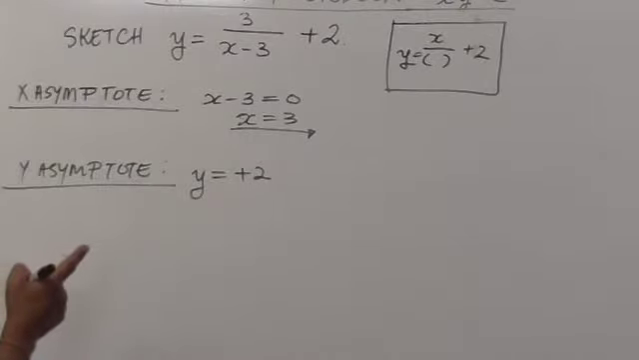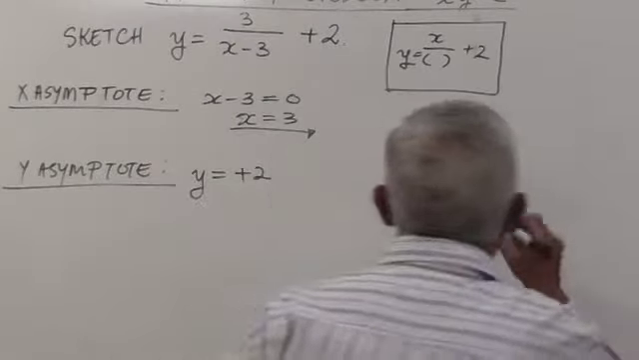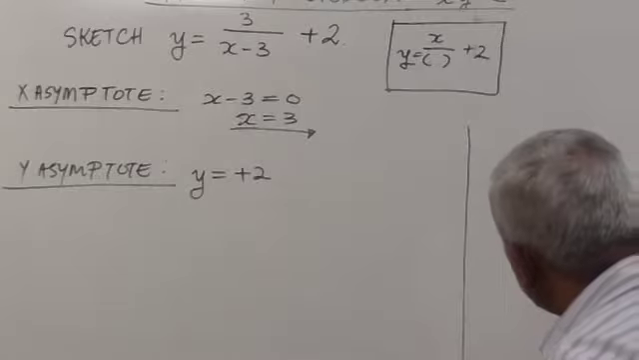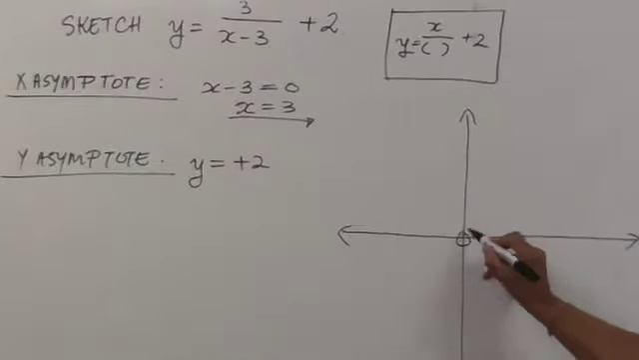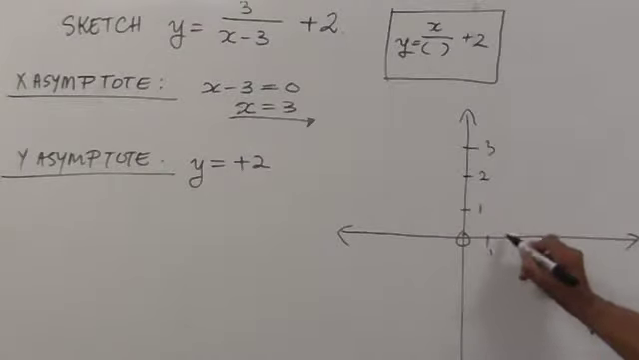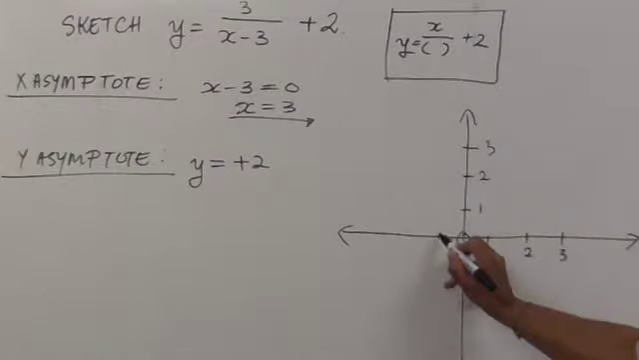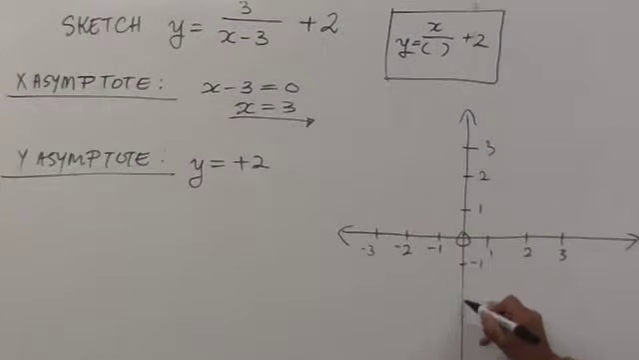So what I'm going to do now is I'm going to draw the axes, I'm going to draw the asymptotes, and then you will know which numbers to use in your ordered pairs. So let's go and do this section. There's your 0. Let's take 1, 2, 3 on the positive side. Negative 1, negative 2, negative 3.